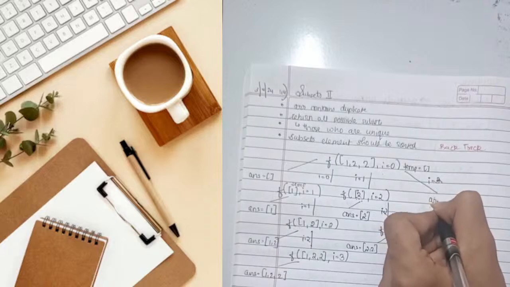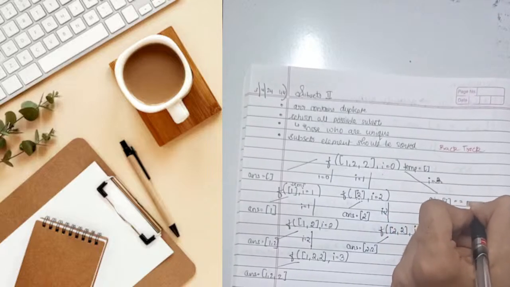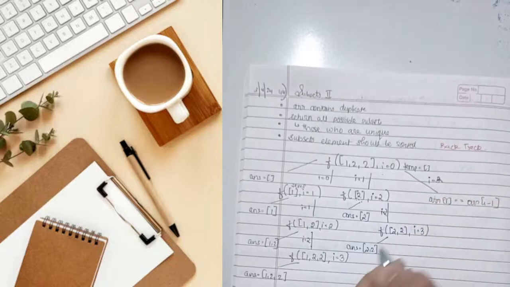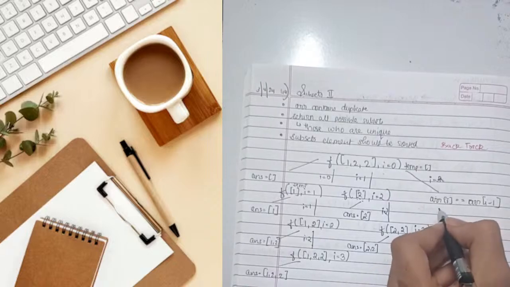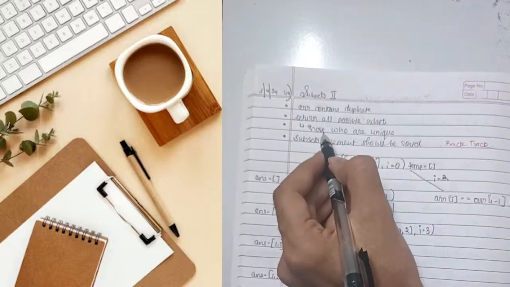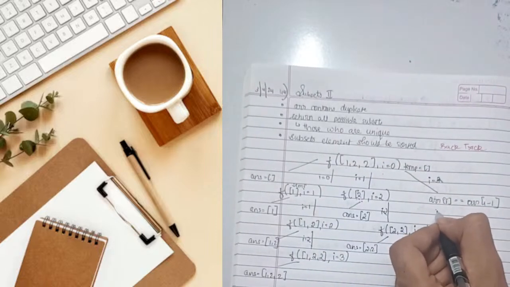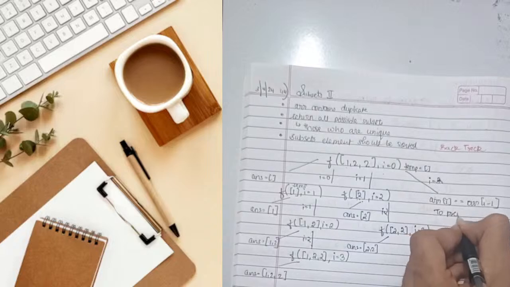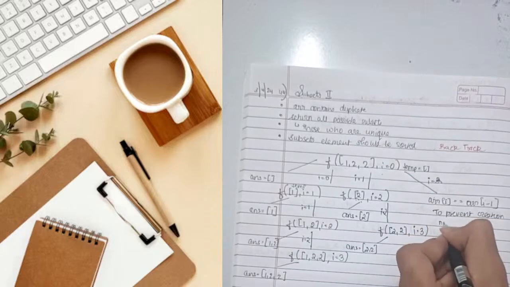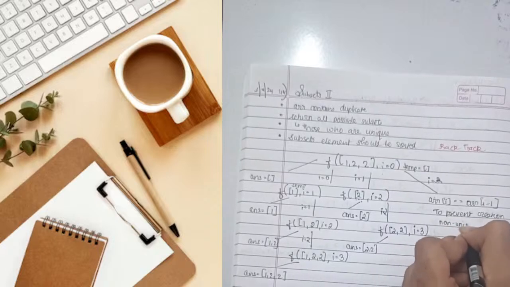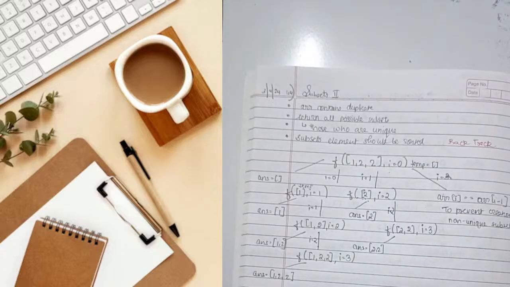Since ARR of I equals ARR of I minus 1, we can't solve this ahead because it results in non-unique subsets being created. To prevent creation of non-unique subsets, that was it. So here we will stop.